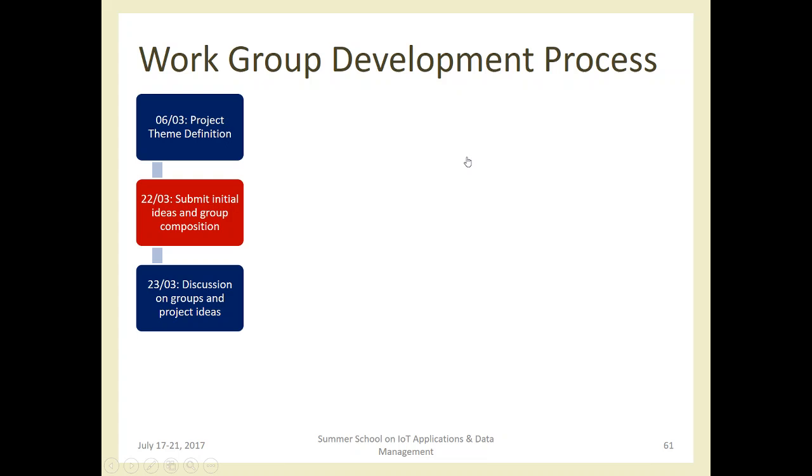The blue parts are the parts that involve teachers, and the red parts are the parts that involve the students. After the 23rd, we have nearly 50% of the groups that are good, with a good number of people and a good idea, so they can start developing the idea. The other 50% need more time, more feedback, and need to come up with better ideas and improve them, and we will go on with that in parallel.